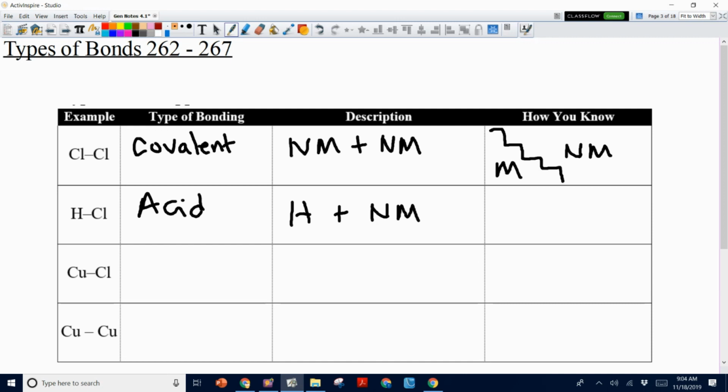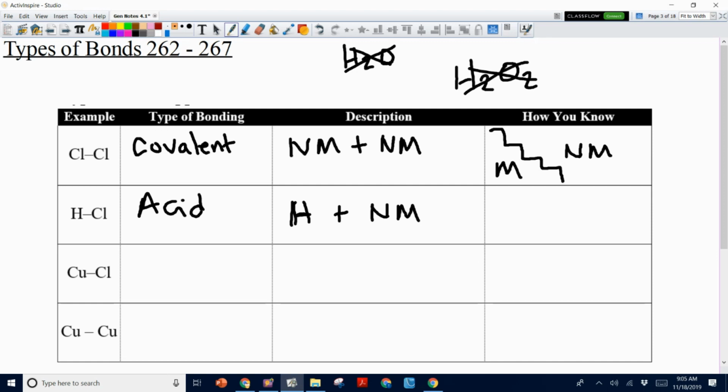Okay, so hydrogen: all acids begin with an H. The only two compounds that begin with an H that are not considered acids are water, we're not going to call water an acid, we'll talk more about that when we get to acids and bases, and hydrogen peroxide, which is H2O2. That's also not considered an acid.